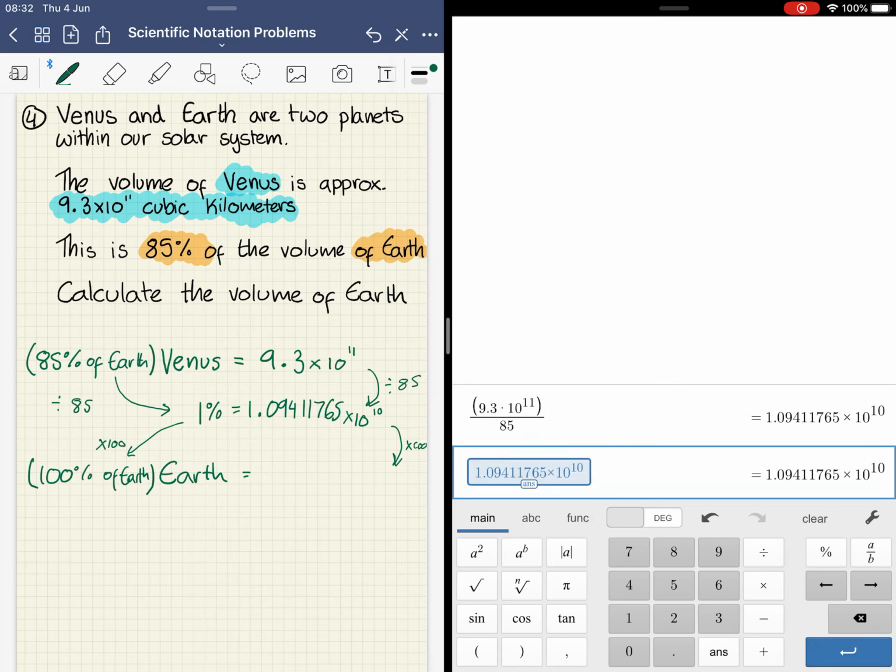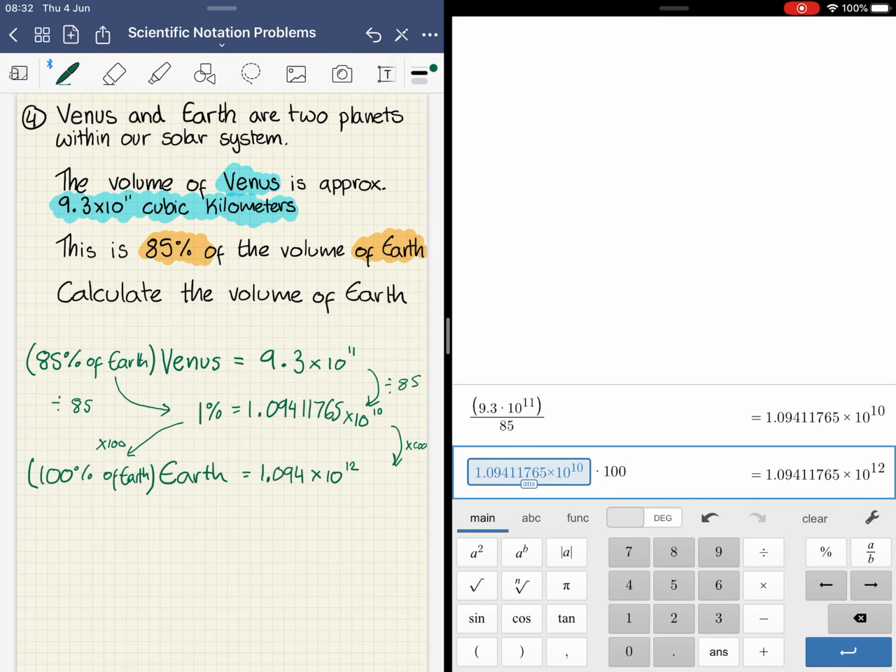So then I'll do answer times by 100. And it is a really good thing becoming familiar with that answer button, because it saves you so much effort having to retype things. And here I am just going to round it to those 3 decimal places, because that 1 will round down. So I've got 1.094 times 10 to the 12.